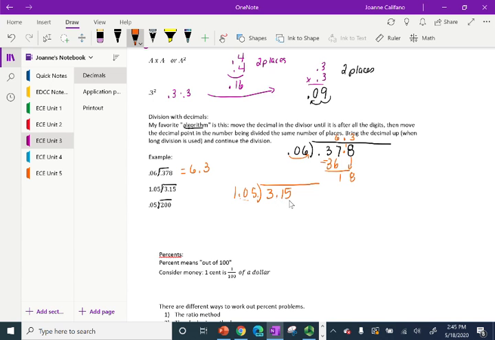Do the same thing in my dividend and then bring it up in my answer. 105 into 315 actually goes 3 times. And that's it. There's your answer. Okay. And then my last problem, 0.05 into 200. That's like saying how many nickels are in $200?